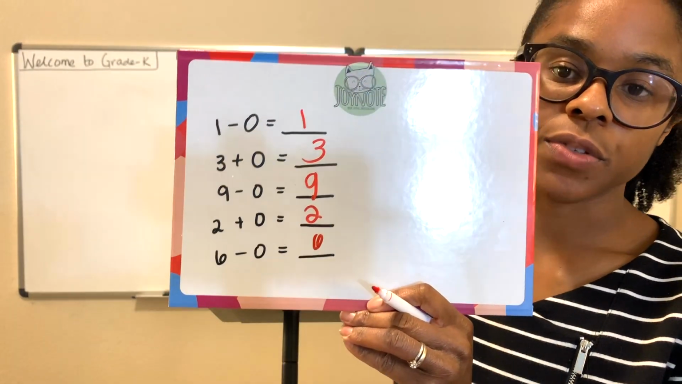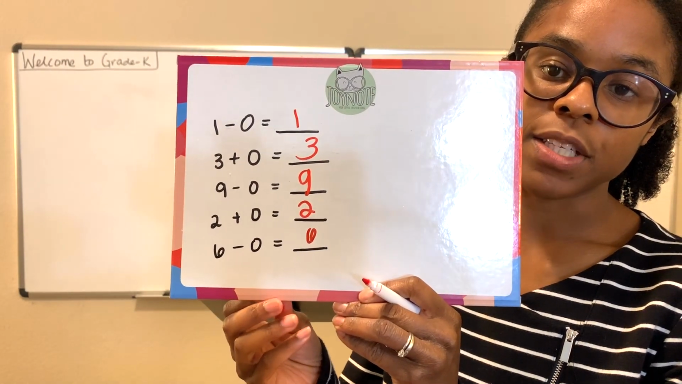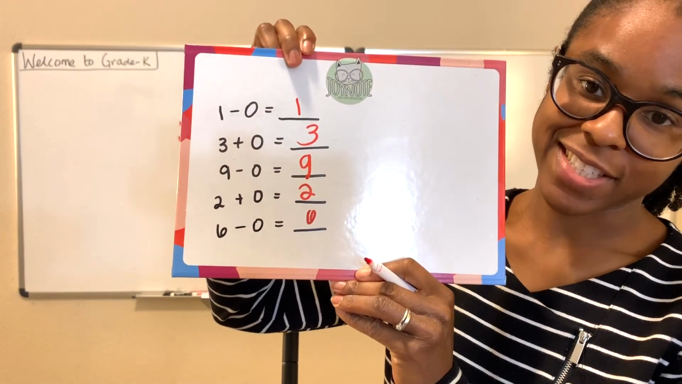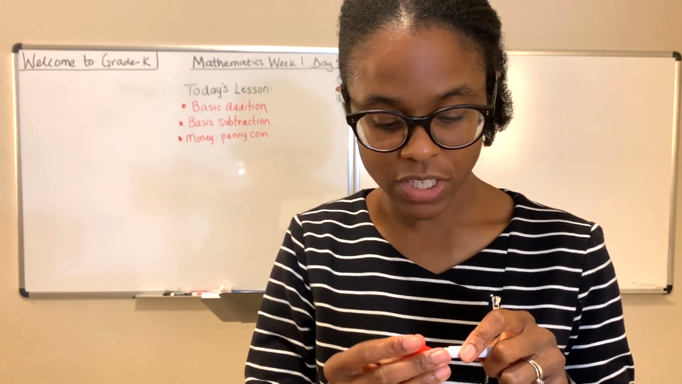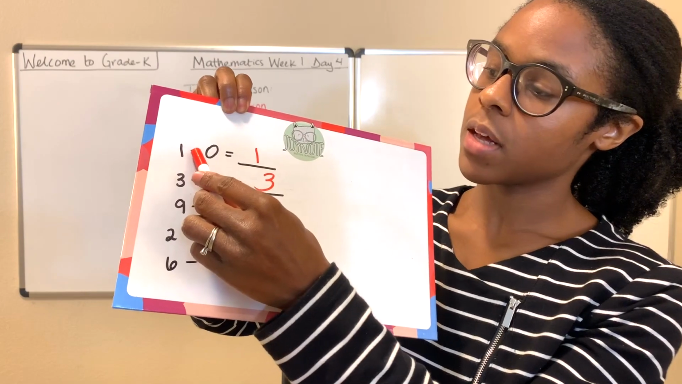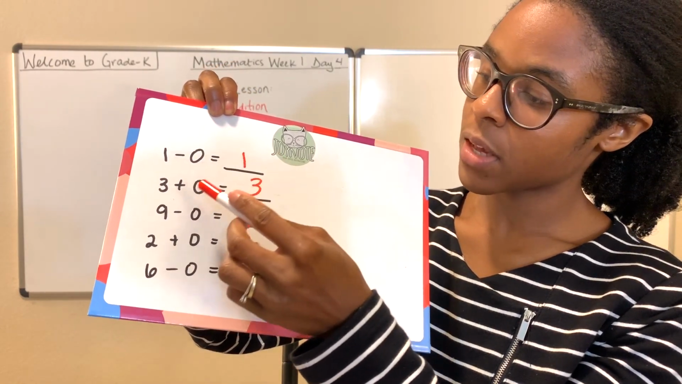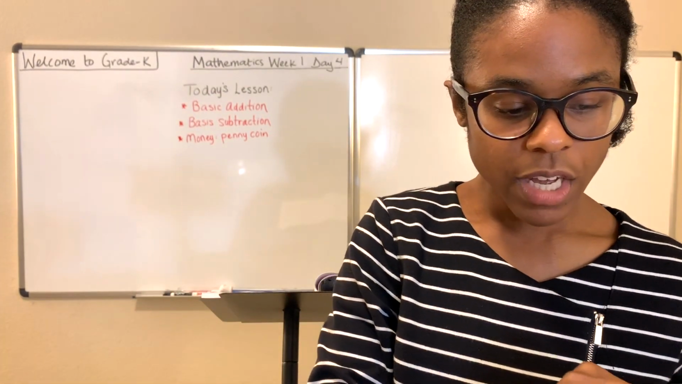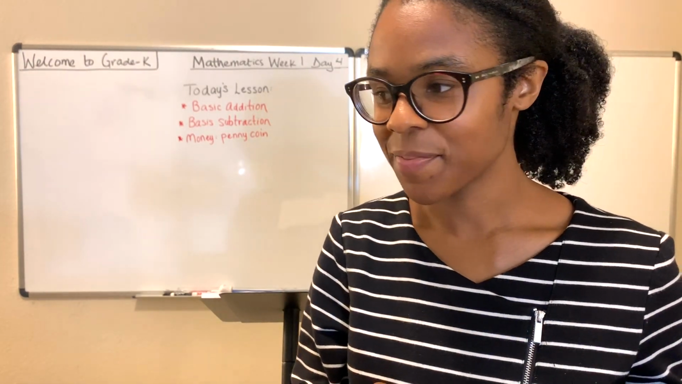3 plus 0 is 3. 9 minus 0 is 9. 2 plus 0 is 2. And 6 minus 0 is 6. You see that? Good job. That was our basic subtraction and addition for today. Remember, when you see the minus sign, you're trying to find the difference. And if you see a plus sign, you're trying to get a sum. Okay? And you'll see those vocabulary words in your workbook.